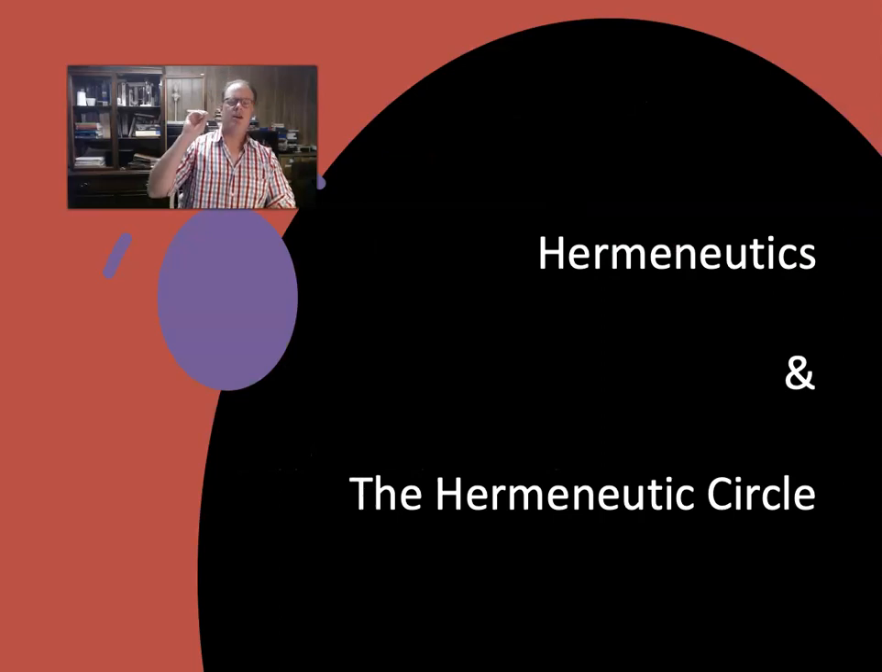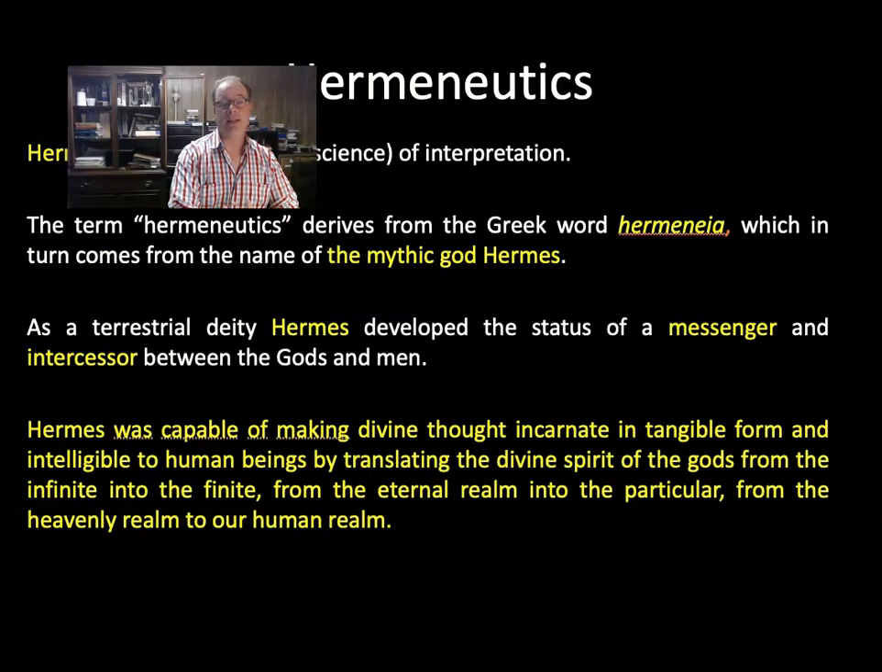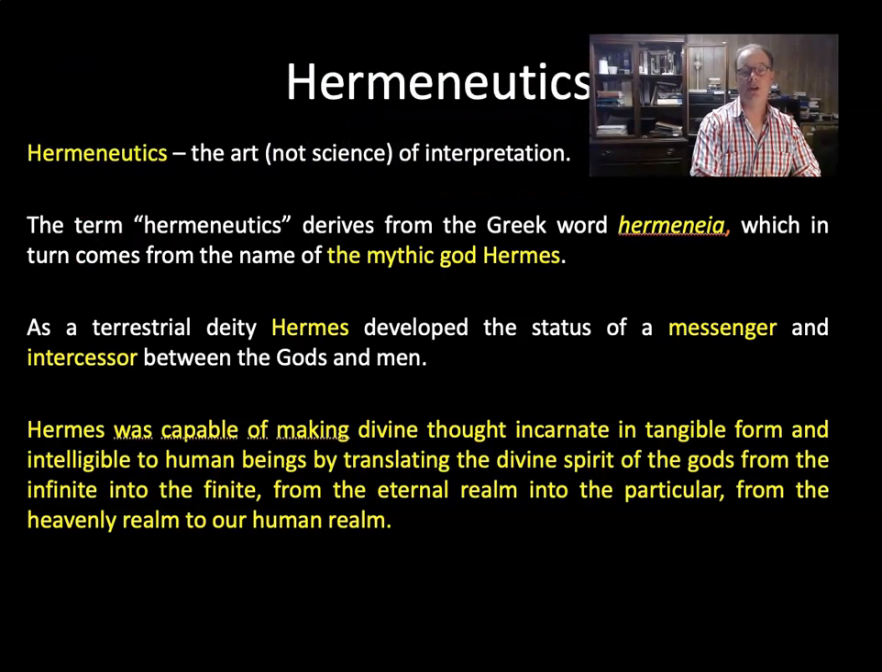So now we are rounding third and heading home here. Okay, so now we're going to talk about something called hermeneutics, and a concept in hermeneutics called the hermeneutic circle. These are very fancy words, but when we break them down, we'll realize it's not that complicated. First, hermeneutics is the art, not science, of interpretation.